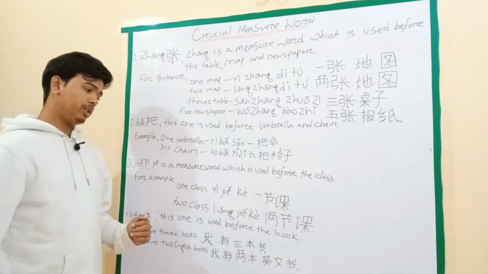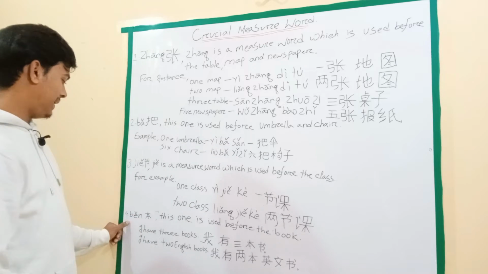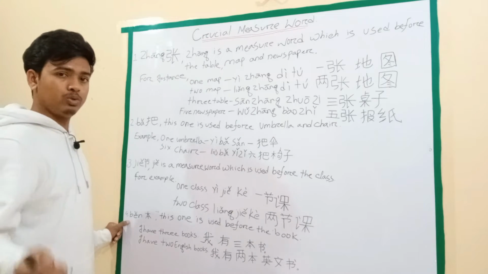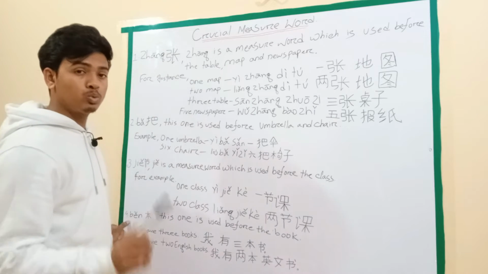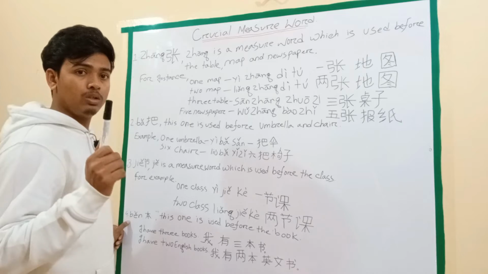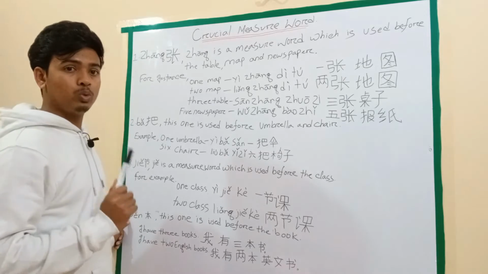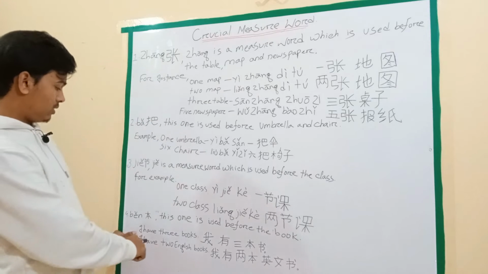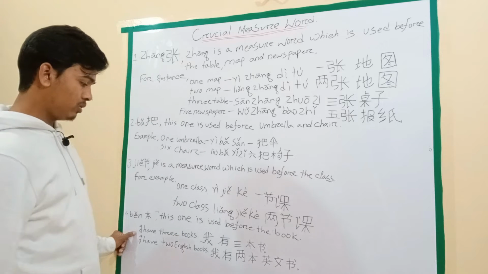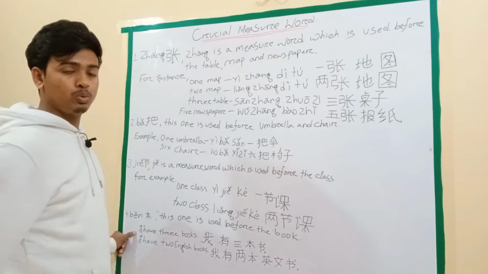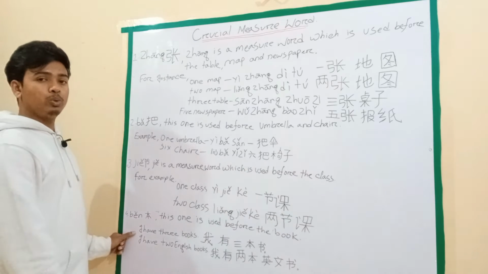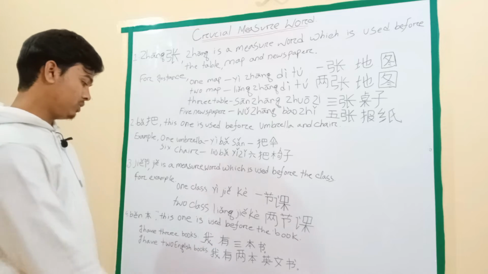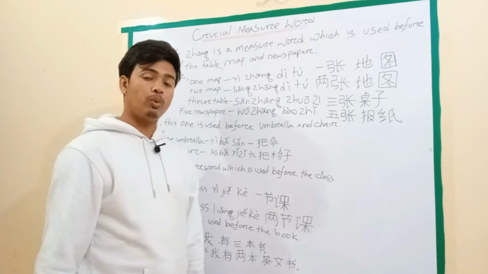Here is one I have already written. Ben. Ben is a measure word which is used for book. Suppose one book, 一本书, two books, 两本书. Suppose I have 3 books. 我有3本书. I have 2 English books. 我有2本英文书.